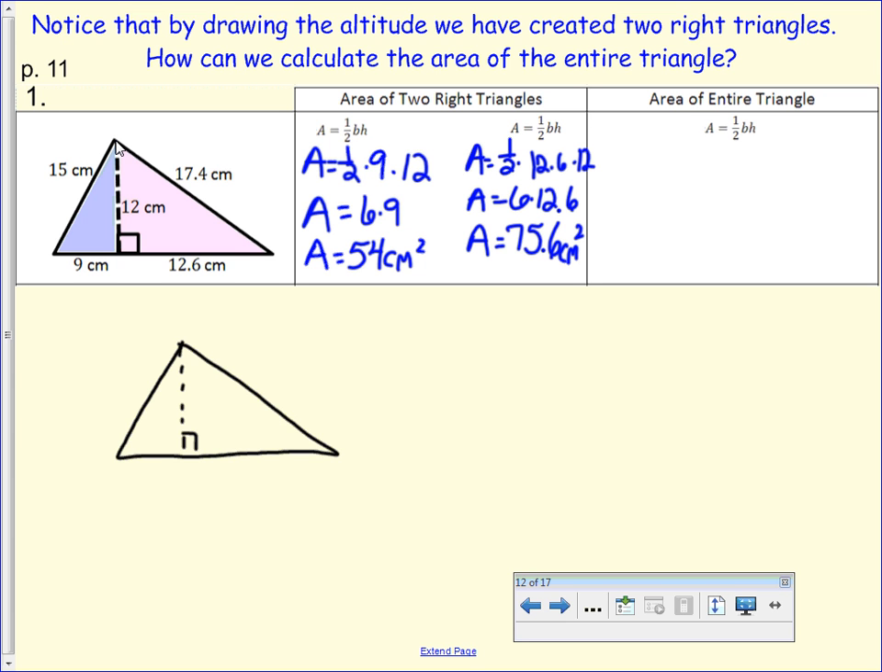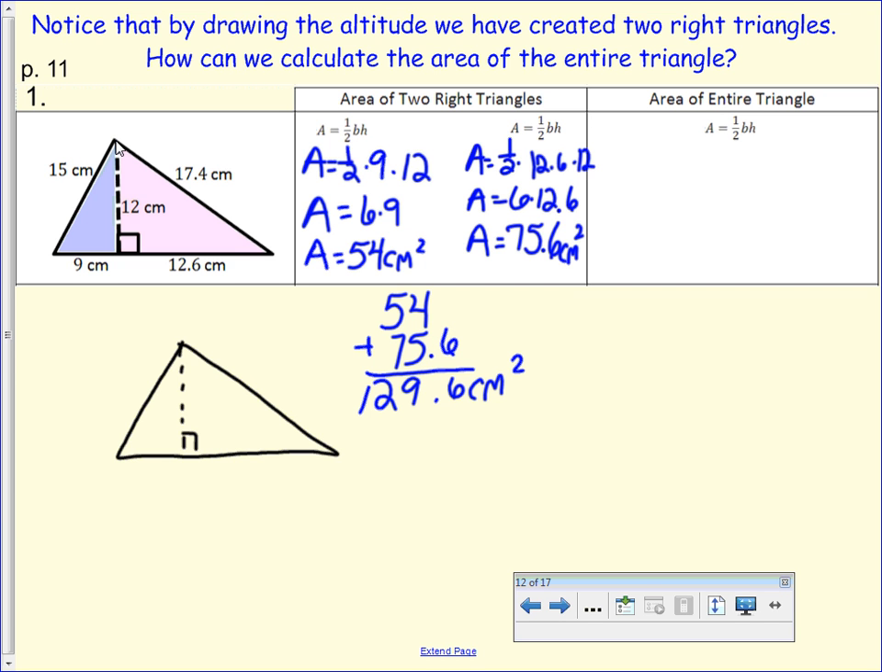So what do I have to do to find the area of the whole thing? Exactly. Let's add them up. So 54 plus 75.6. You can keep working down. I'm sure you're running out of room. We're not doing the next one. So if you want to keep working down. 129.6 centimeters squared. That's one method we could use to find that area.